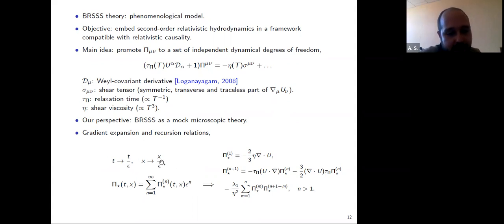And now if you do this rescaling and you introduce this ansatz into the equation of motion obeyed by pi mu nu in our mock microscopic theory, you find the following recursion relations for the coefficients of this gradient expansion, okay? And the usefulness for us in this part of the talk of these recursion relations is that they are going to allow us to evaluate the gradient expansion numerically up to an order which is sufficiently high to assess the asymptotic behavior of the gradient expansion.